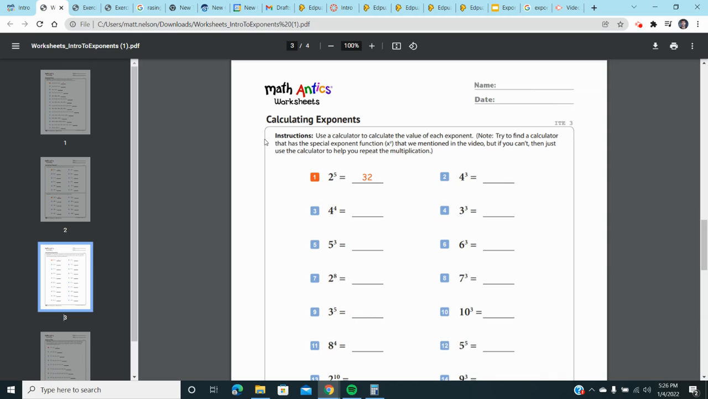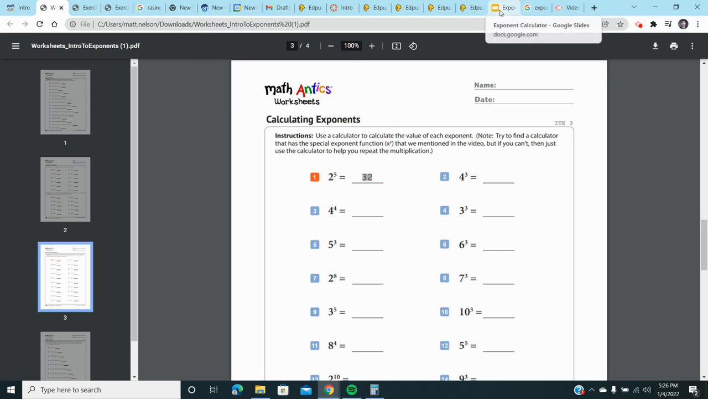The third page for the worksheets would be calculating exponents. And so here, it's not always going to be times itself just once. It could be times itself 4 times, 3 times, 8 times, whatever the case may be. And so this first time around, it is 2 times 2 times 2 times 2 times 2. 2 to the 5th power. And when you calculate that out, it's going to give you 32. Now, you may use a calculator to calculate the value of each exponent.